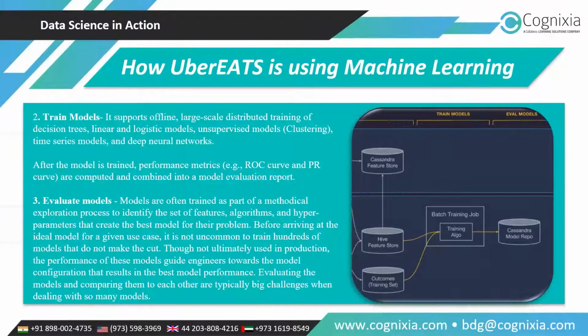So initially we train the model, and once the training is completed, all the trained models are stored in the model repository, which in the case of Uber Eats is a Cassandra platform. There all the trained models are stored so that in future they can be used for making predictions. Then comes the model evaluation phase. What is the model evaluation phase? Basically, in order to make sure that your model is making correct predictions, and whether your model is efficient or not, you perform model evaluation.